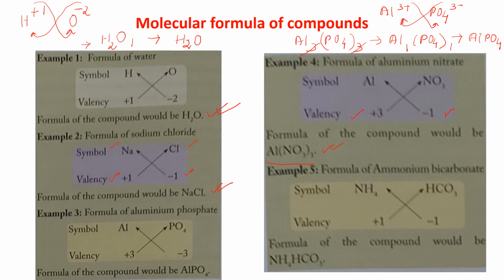Formula of ammonium bicarbonate. Ammonium is NH4 plus 1 and bicarbonate is HCO3 minus 1. Okay, so after exchanging the valencies, we are getting NH4HCO3, the formula of ammonium bicarbonate.